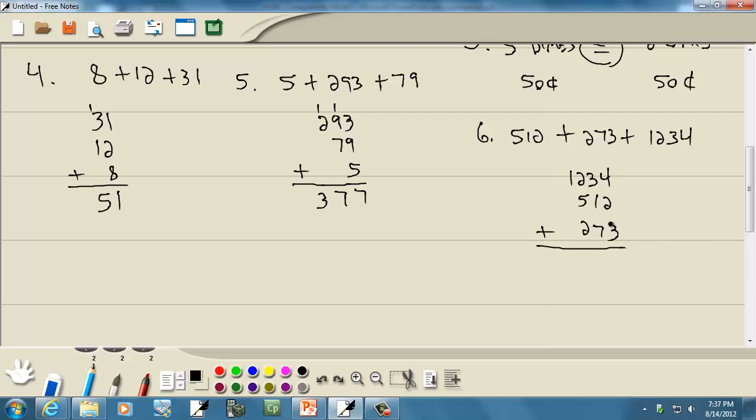And I add these together. So I add the rightmost digits. 4 plus 2 is 6, plus 3 is 9. 3 plus 1 is 4, plus 7 is 11. So I put 1 and carry a 1. 2 plus 1 is 3, plus 5 is 8, plus 2 is 10. So I put a 0 and I carry the 1. And 1 plus 1 gives you 2. So that'd be your answer.